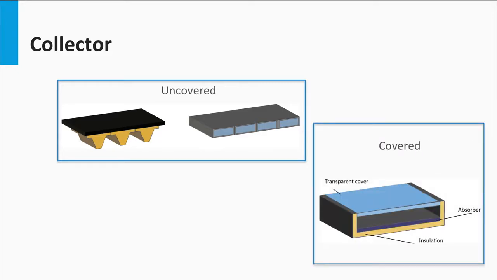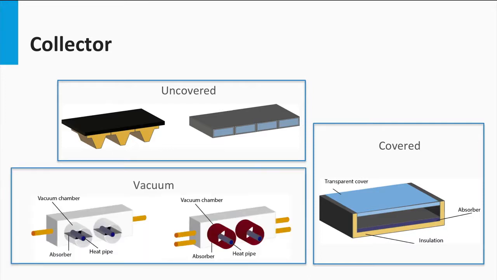Covered collectors, on the other hand, are covered by a transparent material, providing extra insulation but also increasing reflection losses. These collectors are used for temperatures of 100 degrees Celsius. Finally, in vacuum collectors, the absorber is encapsulated in a vacuum space. In that case, little heat is lost to the surroundings.